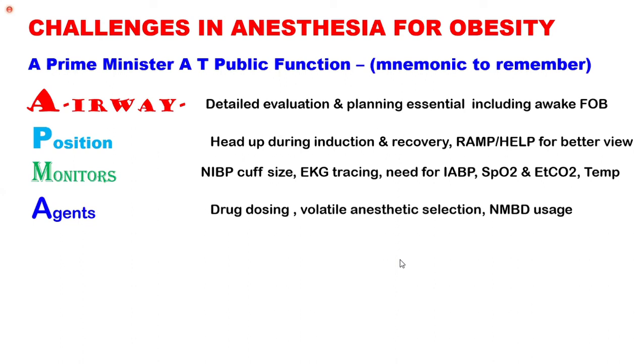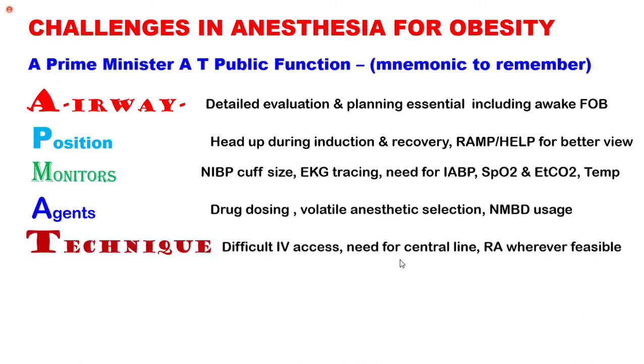Then the agents that you are going to use, what drugs you have to use, and you have to calculate and keep the dosages ready, and what volatile anesthetic agent is safe, how much of neuromuscular blocking drugs you are going to use. Everything should be well planned before you start the case. What is the technique that you want to do? Difficult IV access may be there, and central line also may be difficult, but it has to be done.